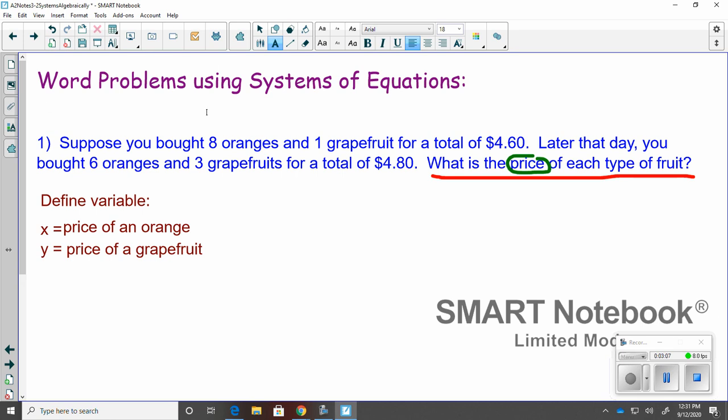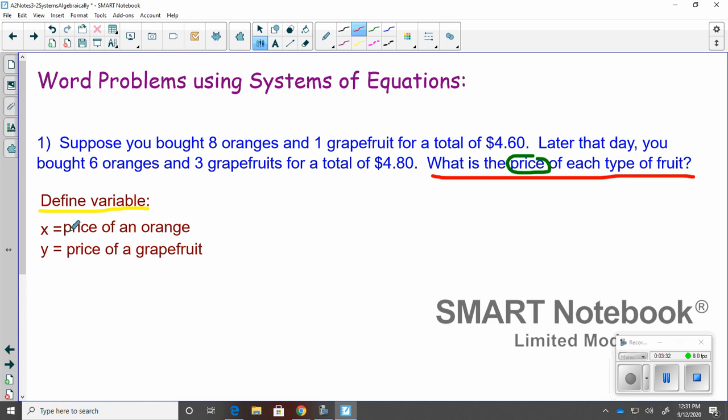So step 1 is to read the problem and reread it as many times as you need to. Step 2 is to define the variable. That's an important part of each question, and I'll be looking at that from you. Then the next step is to figure out what system of equations is going to represent the reading. And by system, we're talking about 2 equations here.